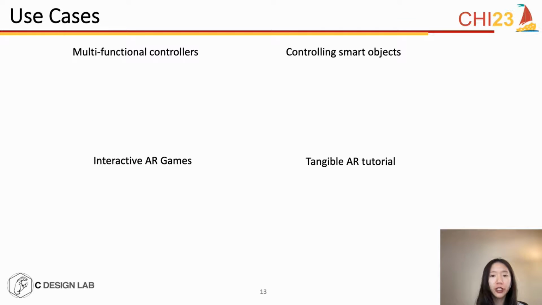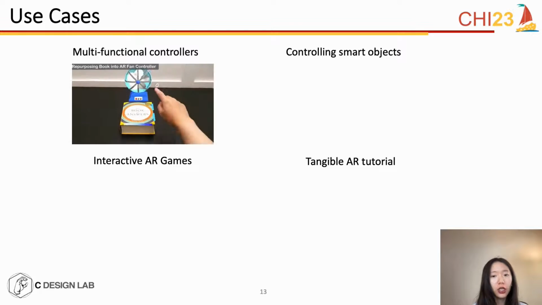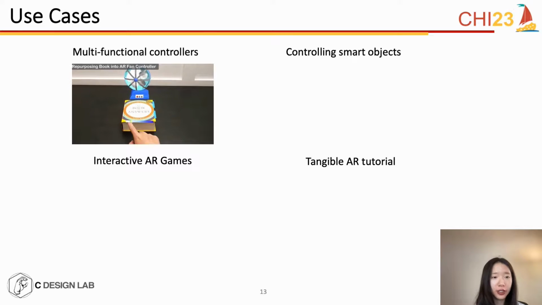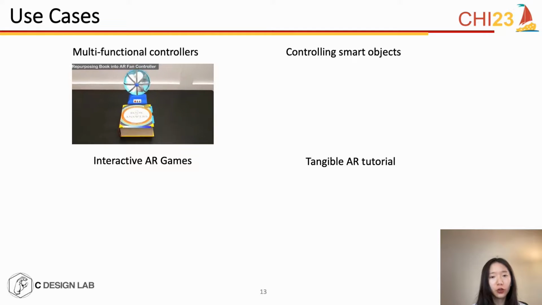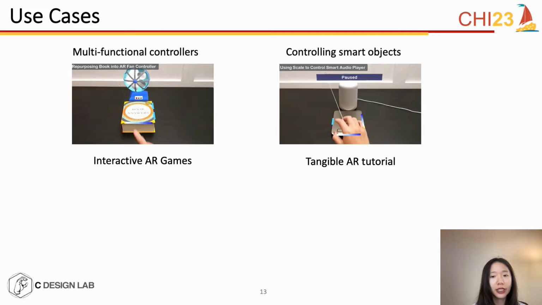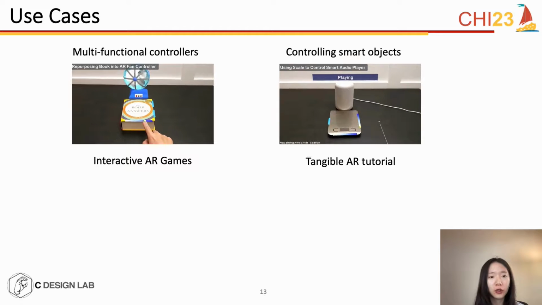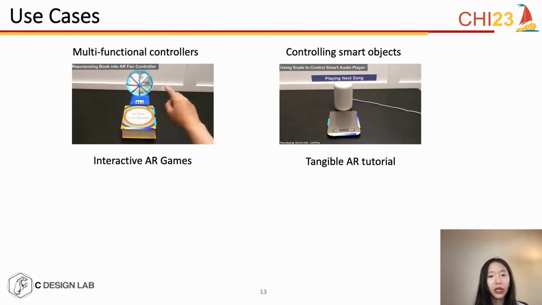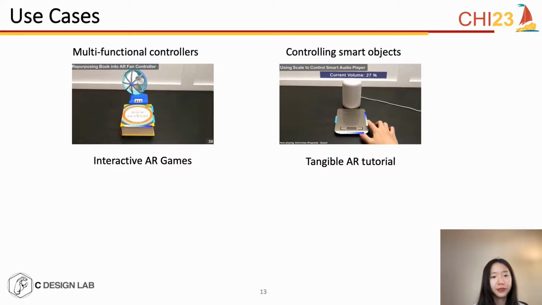Here, we showcase four TUI applications created by our system. With Ubi Edge, a user can turn physical objects into a multifunctional controller. The user uses a book to turn on or off the air fan, let the fan oscillate, and change the fan's speed. Users can also use edges on physical objects to control IoT items. The user here uses a scale to let the audio player start to play, jump to the next song, and change the volume.